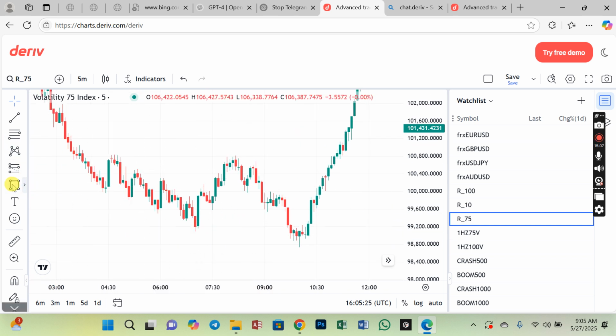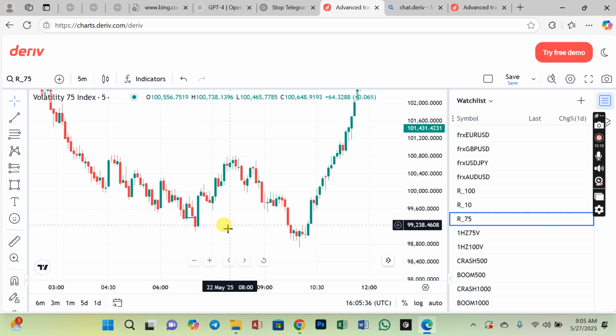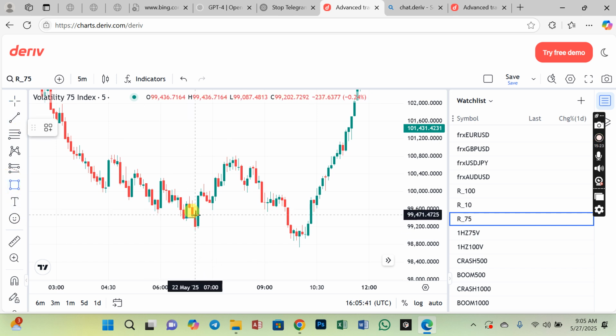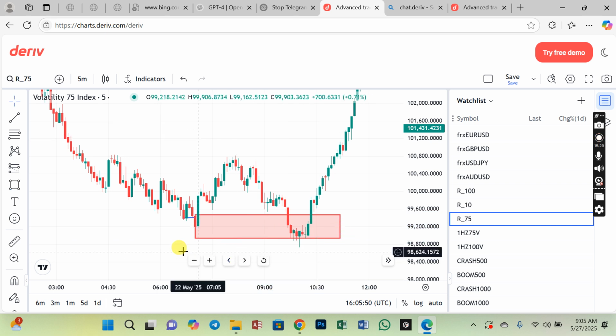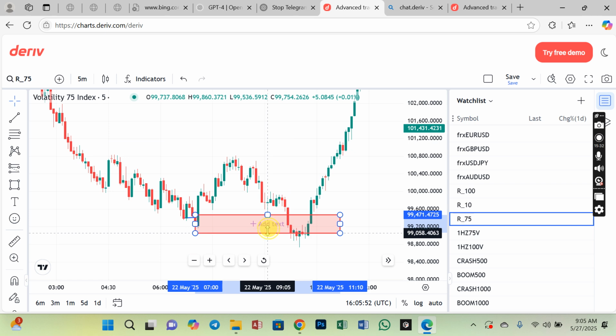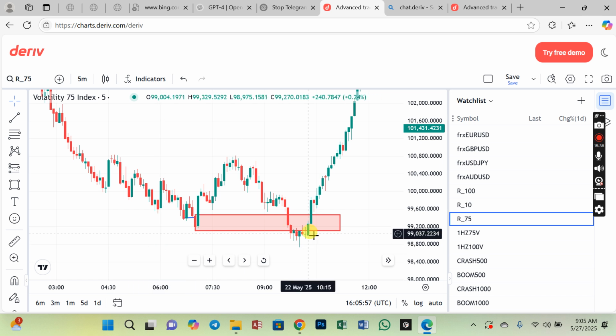I think we see now. See, it broke structure. It's a break of structure here. See it here. And this is the last candle that led to the break of structure. So we map it up. All right, so this is a valid one.